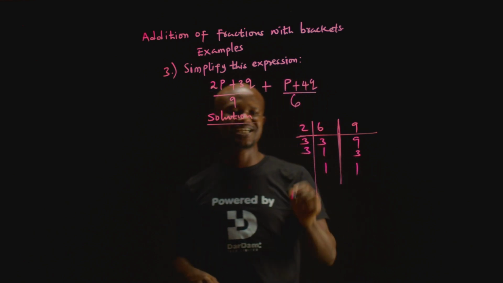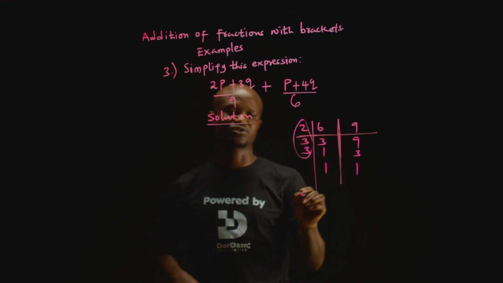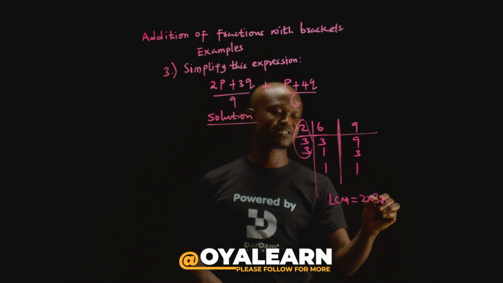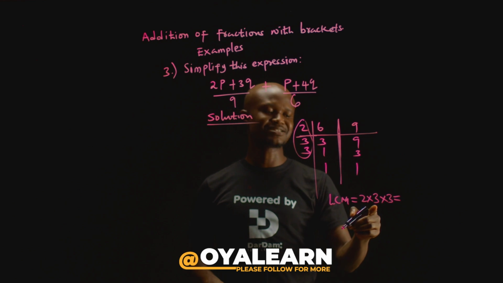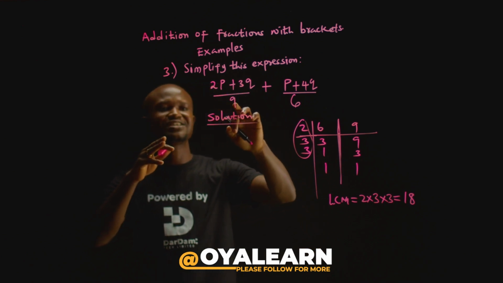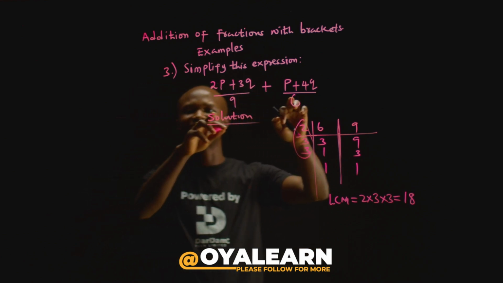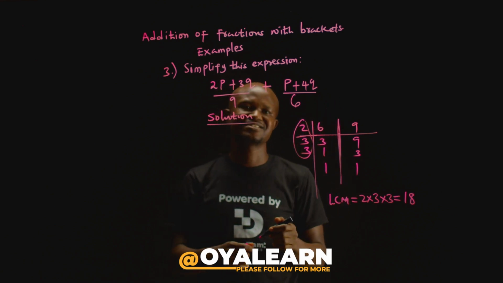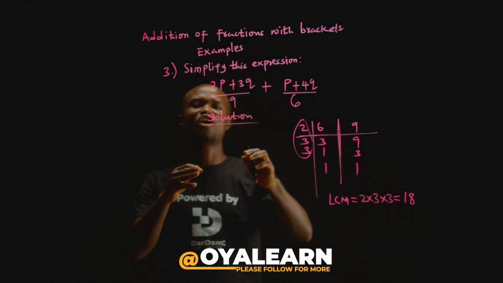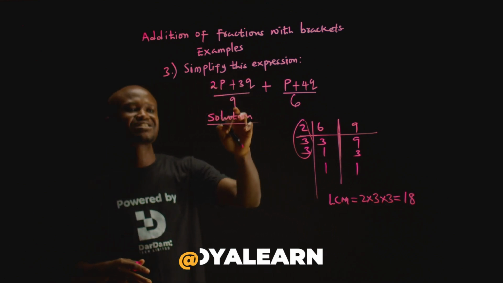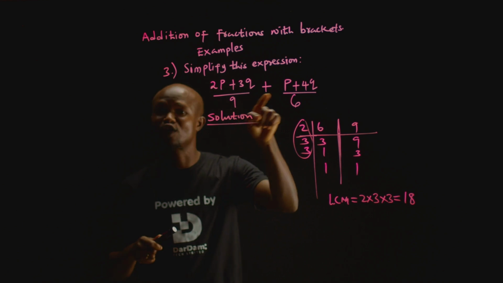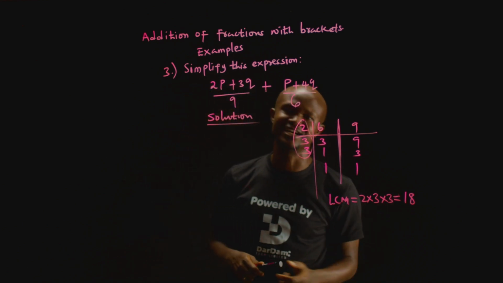So the LCM of the denominators will give us 2 times 3 times 3. What would that give us? 2 times 3 is 6, 6 times 3 is 18. If you decide to multiply their denominators together, 9 times 6, it will not give you 18. Do you know why? Because there is a number common to both 9 and 6, and that is 3. That is why the product of their denominators will not give you the LCM here.